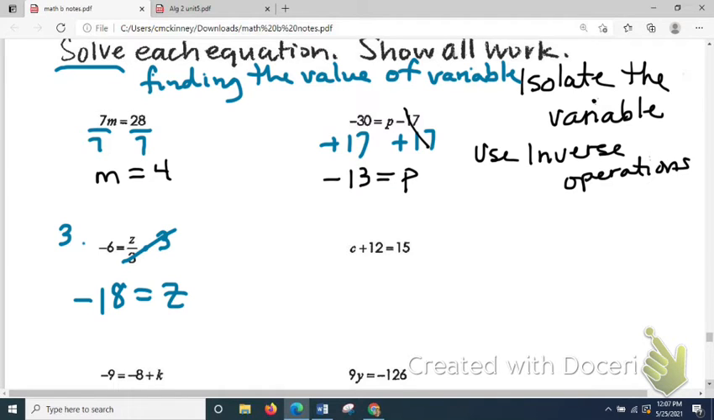So this next one, I need to get rid of that plus 12 because again, we're trying to get c by itself. So I'm going to subtract 12 on both sides. So c is going to equal 15 minus 12, which is 3. So far these are just one-step equations. You will have some simple one-step equations to do and to be able to explain on your final.